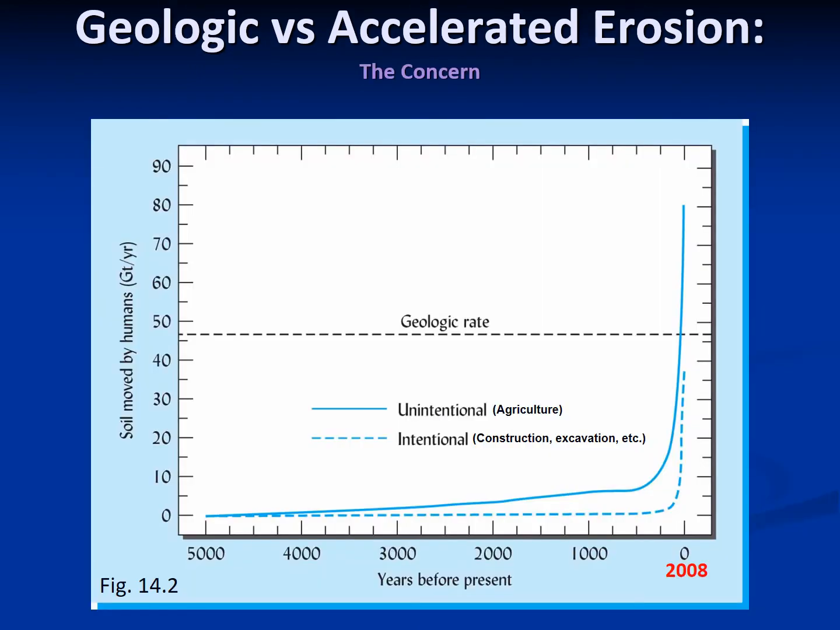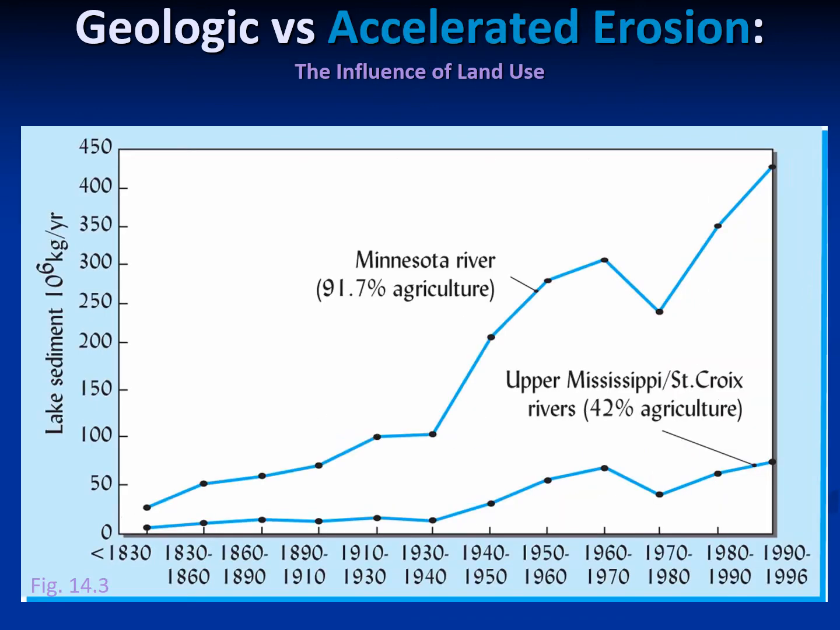We found that the geologic rate of erosion compared to unintentional and intentional erosion caused by man has drastically increased, especially once we became civilized and started using equipment and started intensively farming. And we saw those rates drastically increase just before 2008. The amount of lake sediment has increased drastically since 1830 to when it stopped being measured in 1996, although I'm sure they're still measuring it. We just don't have the data.